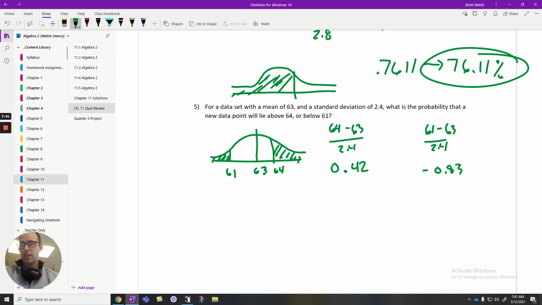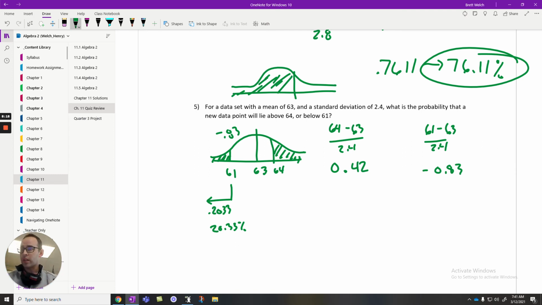So first off, we have to understand when we go to the normal table, everything is to the left, okay? So let's just look at this 61 first, okay? When I look at the z table, I'm looking at a negative, right? This is the negative 0.83. So I go to the negative side, 0.8, and I slide over to 3, I should get 0.2033. 0.2033, or a 20.33% chance that I'm on the left of 61, which is what I want.